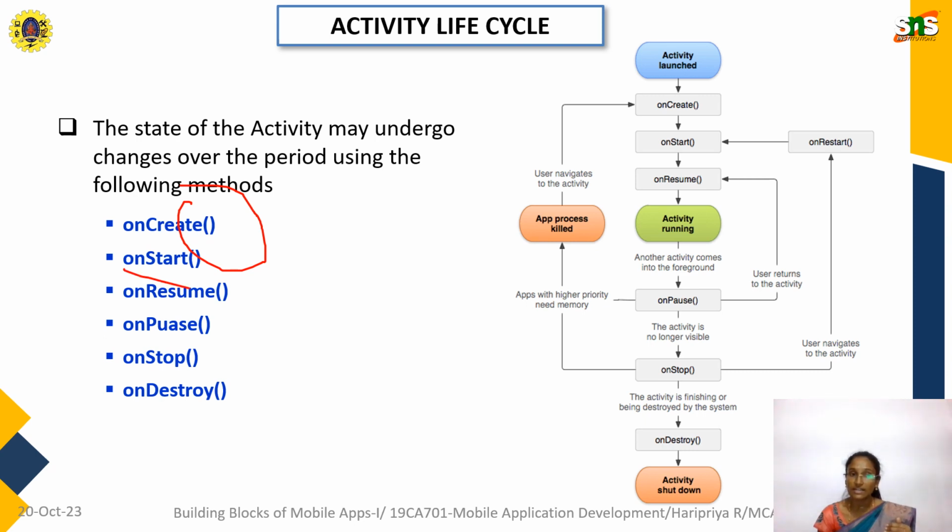After that we have to start the activity and resume the activity, and then pause, stop and destroy. These are the things that happen in the background of Android Studio. If you are creating your first application, in the last class we discussed how to create a first application. These are the activities we have to apply in a particular application.